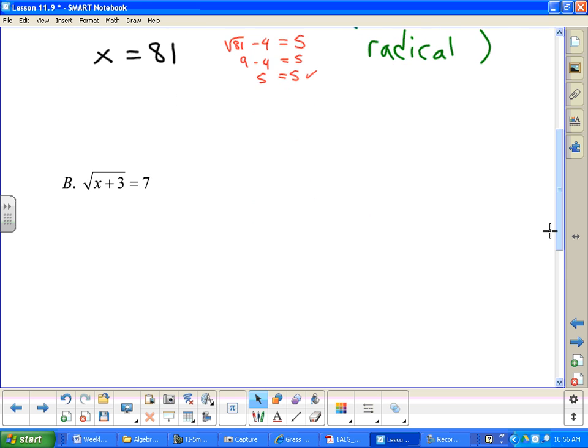Okay, letter B. Square root of x plus 3 equals 7. Is there anything on the same side as the radical but outside of the radical? No. Everything here is under the radical, right? Since it's all under the radical, my first step is just to square both sides.